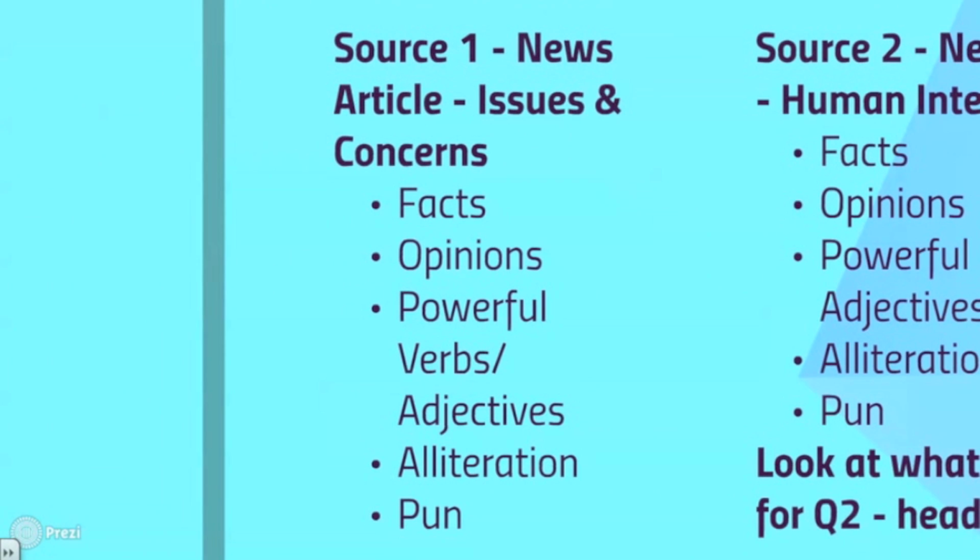So we know that source one is always going to be a news article and it's going to focus on issues and concerns. Now, because it's a news article, we know that it will be chock-a-block full of facts and opinions. And we're also easily going to be able to find powerful verbs and adjectives in there. We may find some alliteration, we may find a pun, okay?